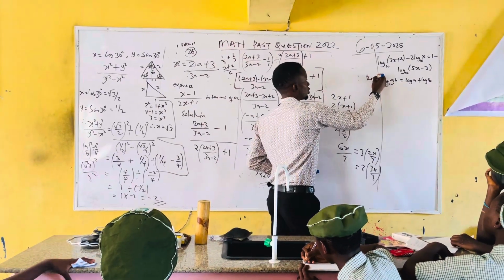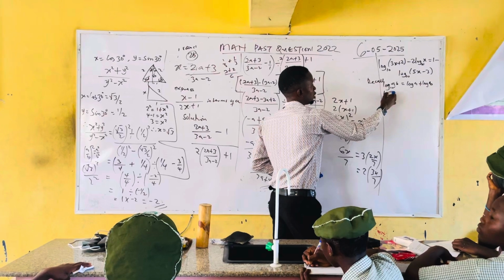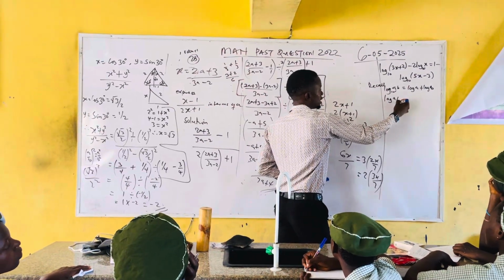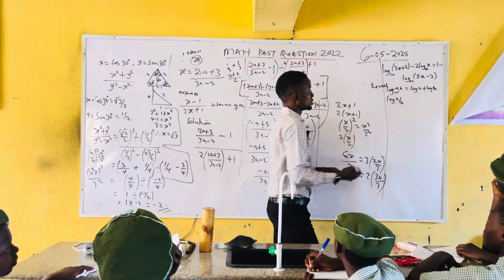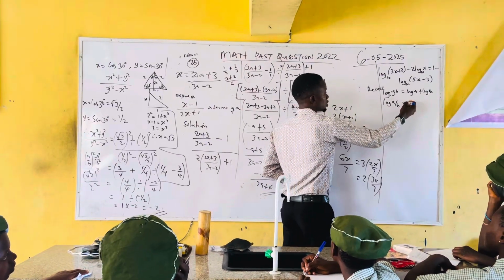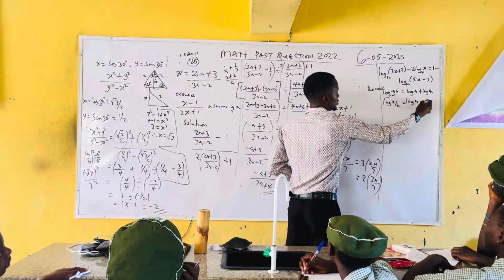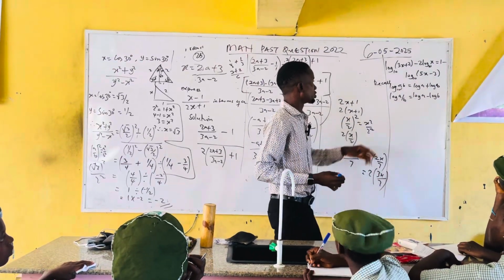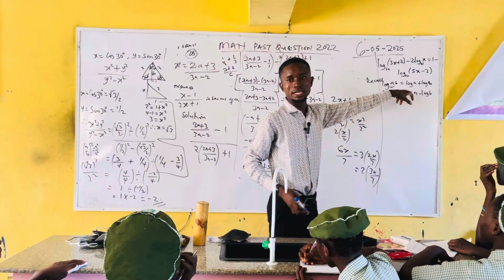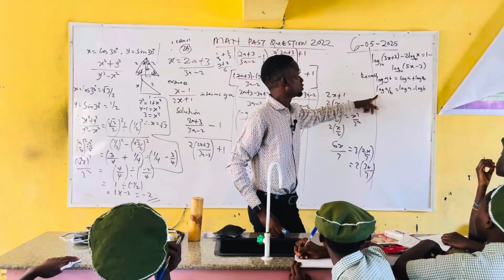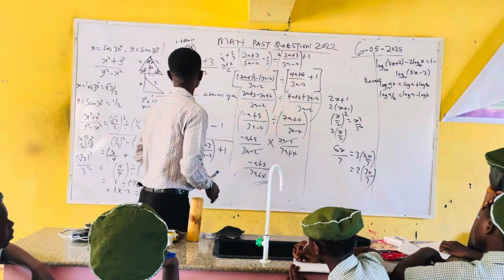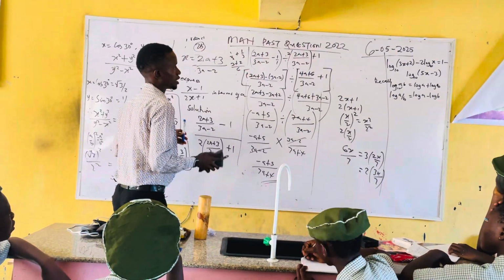So when you say recall, also when you have log A divided by B, you are going to have what? Log A minus log B. So product, that is multiplication, changes to what? Addition. While division changes to what? Subtraction. Let me take off this part so I can have more space.